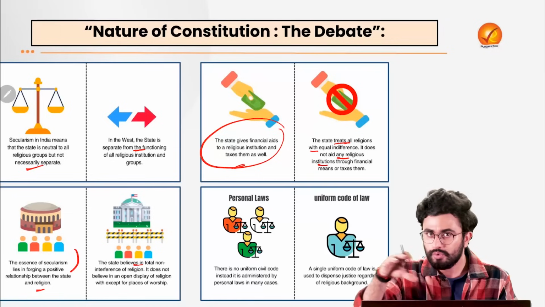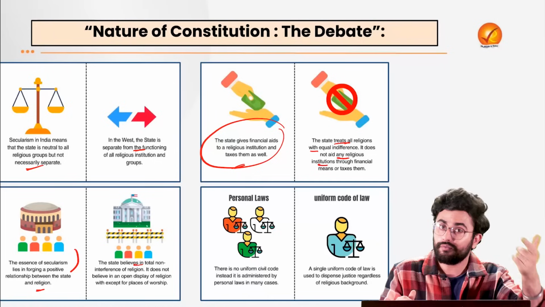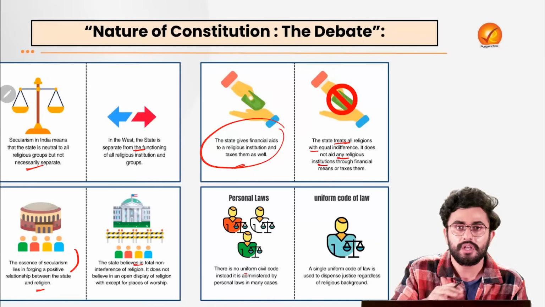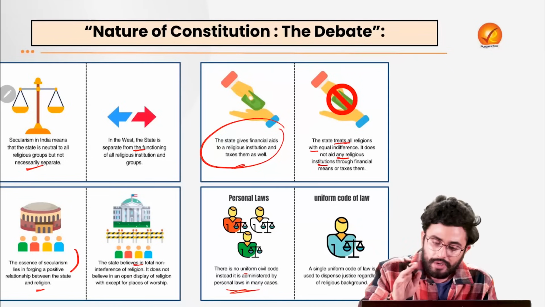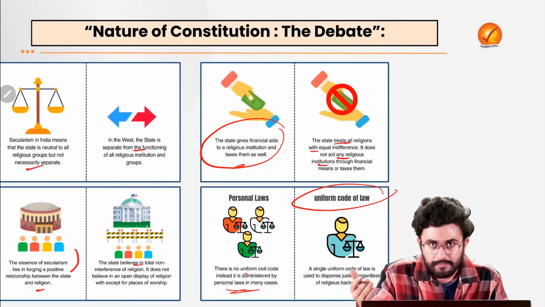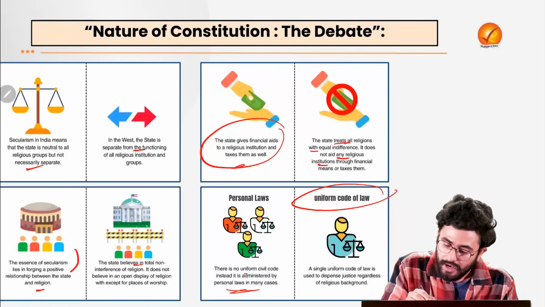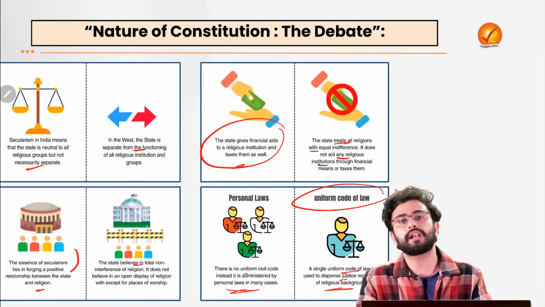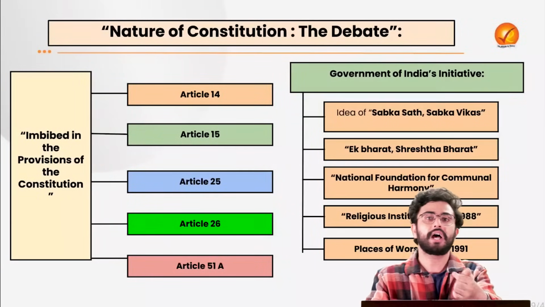And when it comes to our country, we do not have a uniform civil code, even though it has been directed under Article 44 of the Constitution, which is the DPSP. So in our country, there is no uniform civil code. Each and every religion is administered by their personal laws. However, in other countries, let's say European countries, there is a uniform civil code, a single code used to dispense justice regardless of the religious background of the person. So these are the four major differences which you can also include in your answers.